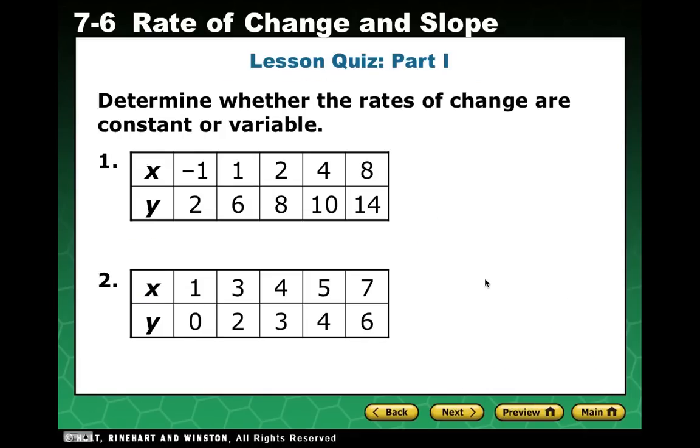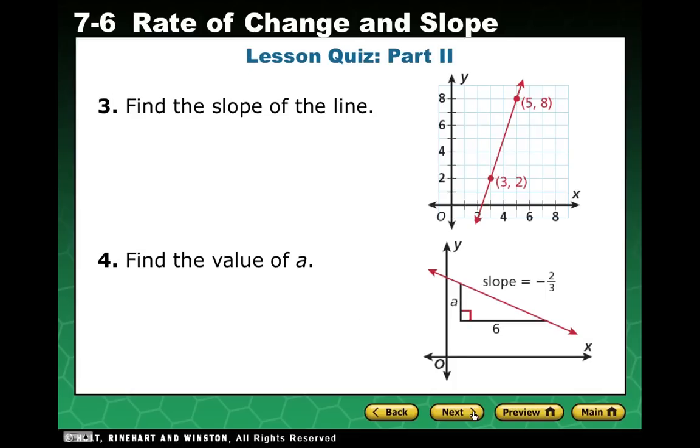Alright, here's your lesson quiz, part 1. So these are like the first set of examples. You're going to find the difference between each data point and then create a ratio between those differences, y over x, and decide whether it is a constant ratio or if it changes, if it's variable. So go ahead and pause here to complete this part of your lesson quiz, and then I'll show you part 2. Right, here's part 2. You're finding the slope of the line and then using the slope to find this unknown A. We'll go over these in class.